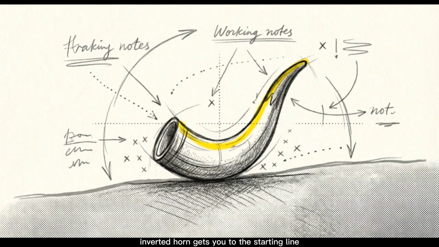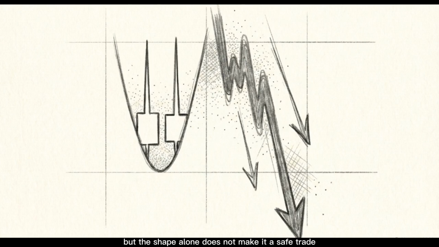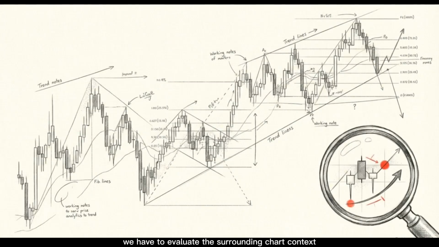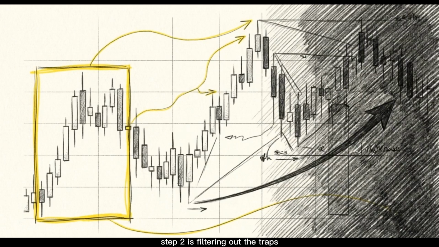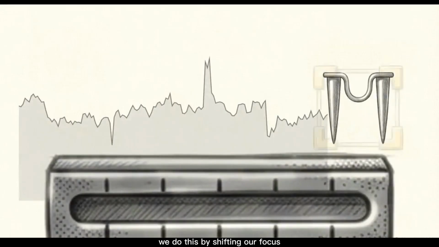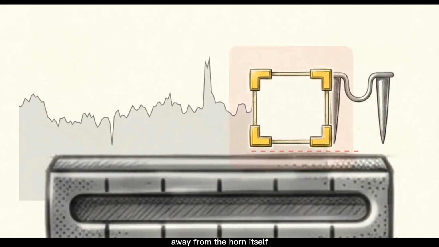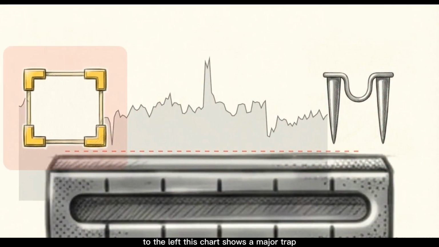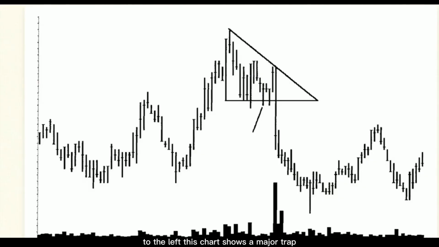Spotting this inverted horn gets you to the starting line, but the shape alone does not make it a safe trade. To confirm the setup, we have to evaluate the surrounding chart context. Step 2 is filtering out the traps. We do this by shifting our focus away from the horn itself and scanning the historical price action to the left. This chart shows a major trap.